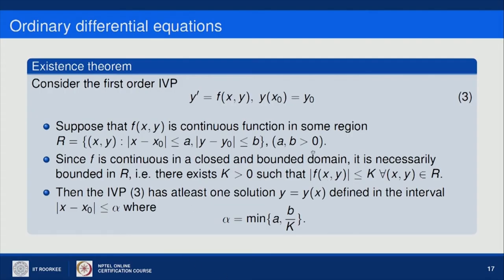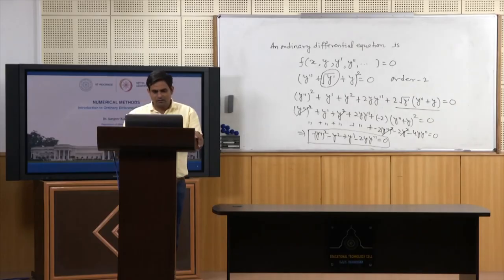If this is true, then we will say that the initial value problem, that is y prime equals f of x, y together with the condition y of x naught equals y naught, has at least one solution y equals y of x defined in the interval absolute value of x minus x naught less than or equal to alpha, where alpha is given by the minimum of a, b upon k. So, please note that here the interval will become smaller for the existence of the solution.